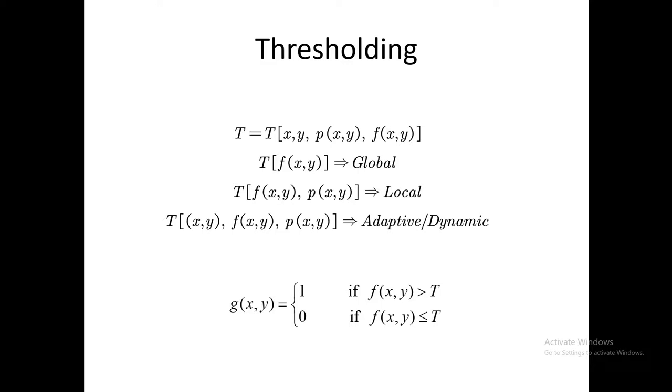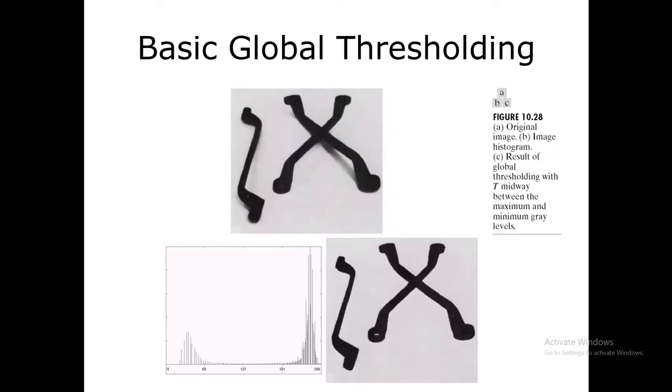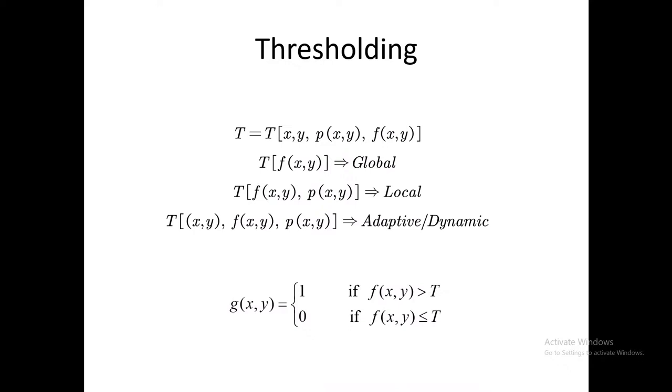We want to create a thresholded image g(x,y). From the input image f(x,y) we set g(x,y) equal to 1 if f(x,y) is greater than the threshold value T, and g(x,y) will be 0 if the given pixel intensity f(x,y) is less than or equal to the threshold T. This T can be global, local or adaptive.